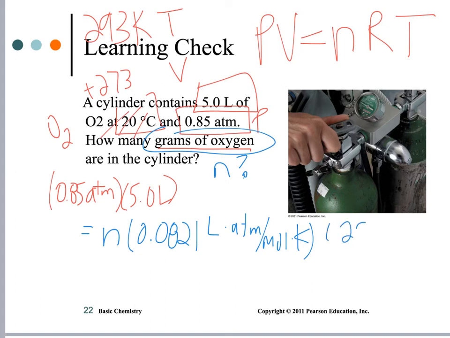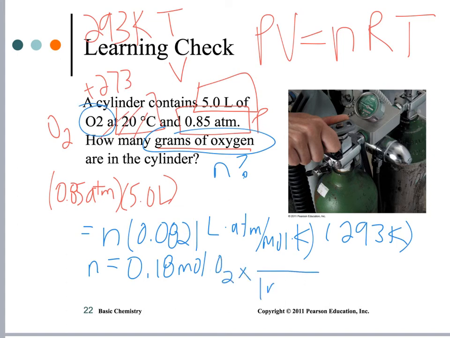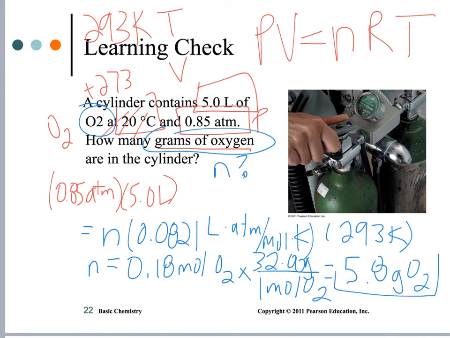And my temperature is 293 Kelvin. All right, so if I solve for N here, I'm going to get 0.180 mole of oxygen gas. Well, I'm not done yet because I have to convert that into grams. 1 mole O2, as we already talked about earlier, is 32.0 grams. So 32.0 grams times 0.18 gives me 5.8 grams of oxygen. One of the highest level problems you'd have to do is this problem. We'll do some more on the Zoom and we'll practice it together.